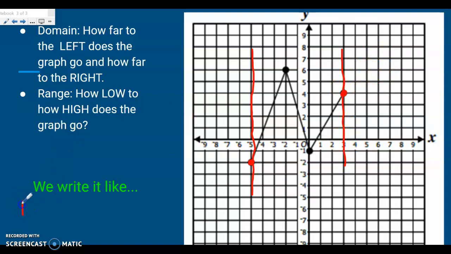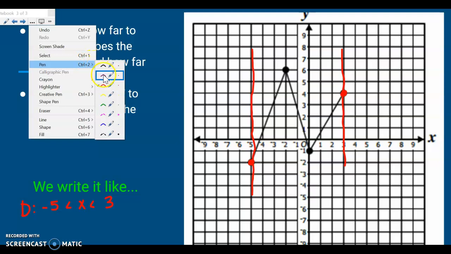So to write our domain when we have something like this, we always write our smaller number, or the number that's on the left, x in the middle with less than signs, and our biggest number on the right. So this is saying that x, or our domain, is going to be bigger than -5, but it's also going to be smaller than 3. So our domain is in between -5 and 3.